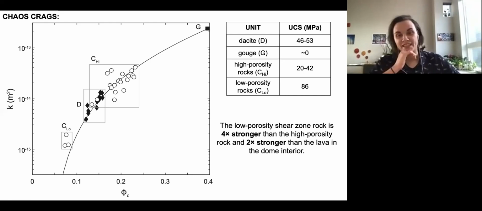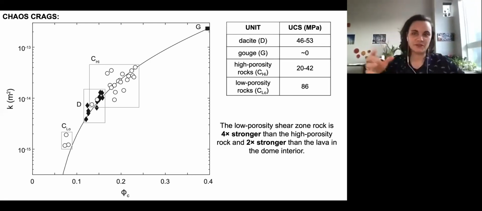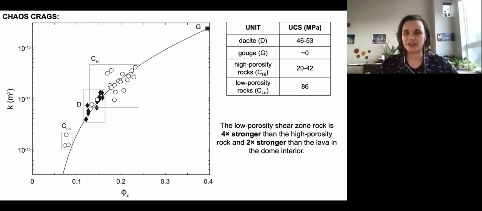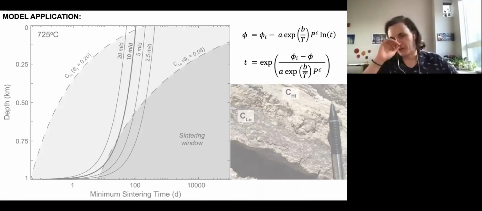But the thing I'd really like to highlight is that the low porosity rock here has a measured UCS of 86 MPa. So it's 4 times as strong as the other materials in the shear zone and twice as strong as the material in the interior of the lava dome. I'll be returning to these thoughts about what these different material or mechanical properties or strength may mean in lava dome eruptions in a couple of minutes. But let's first get back to the model.